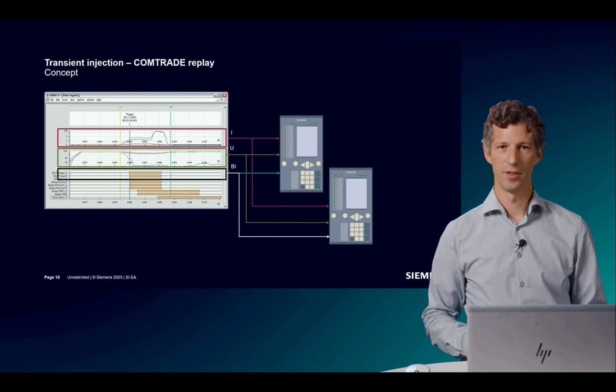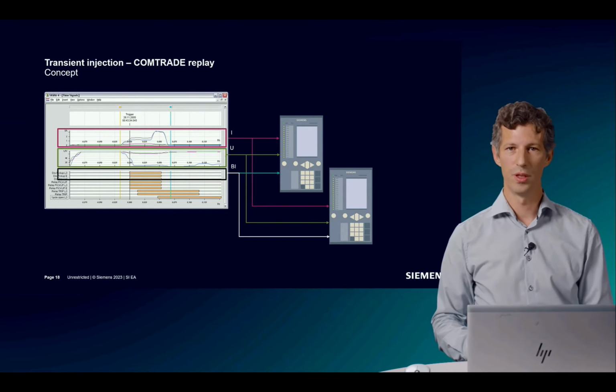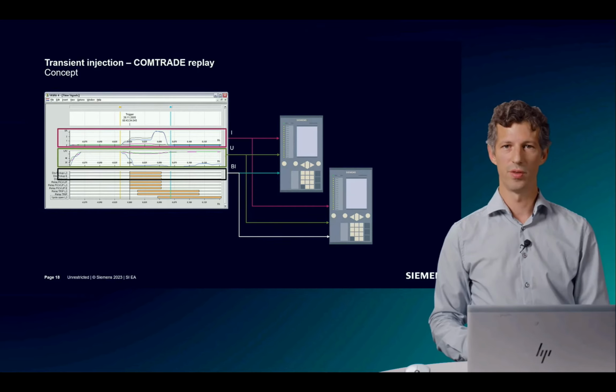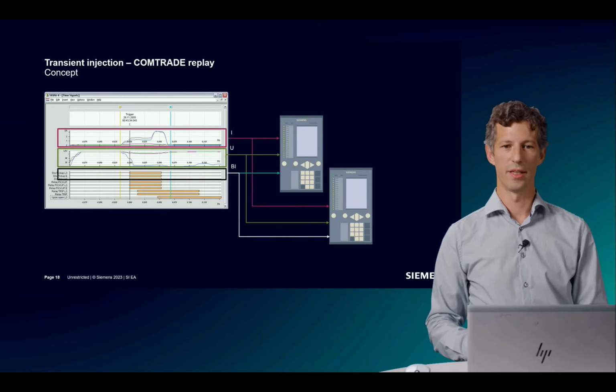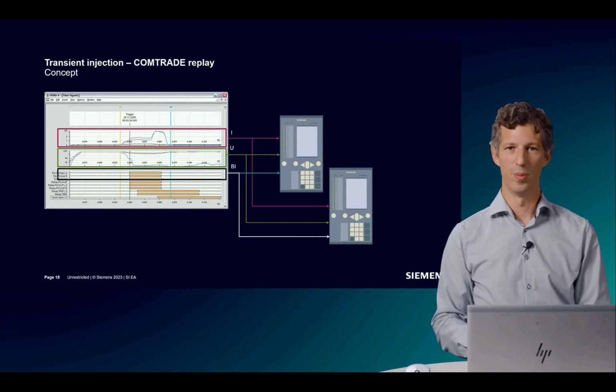ComTrade is a standard format that can be either retrieved from a real protection device after a power fault or can be generated by a software simulating a power system. You simply extract that file from the software or from the device, map virtually the traces to physical virtual hardware terminals of the protection device and be able to replay them.